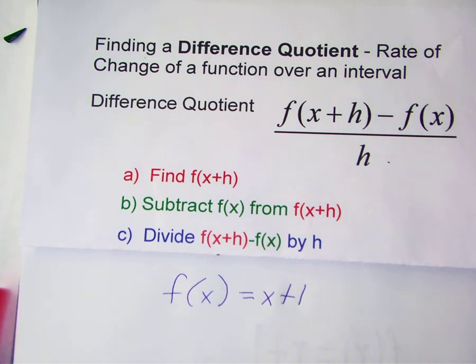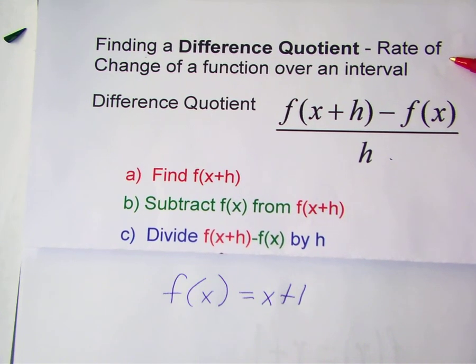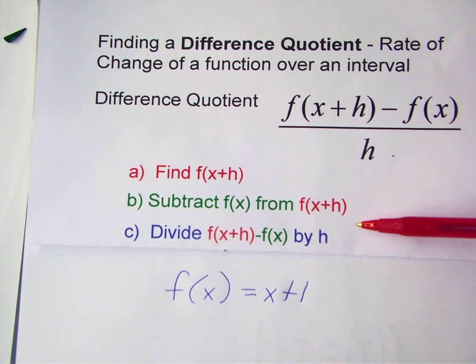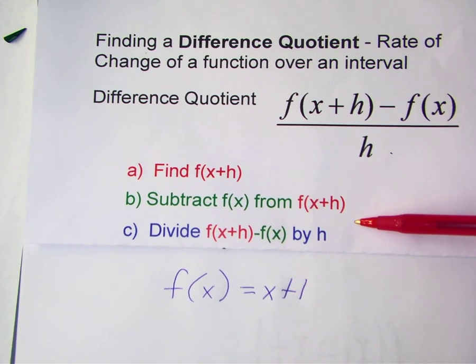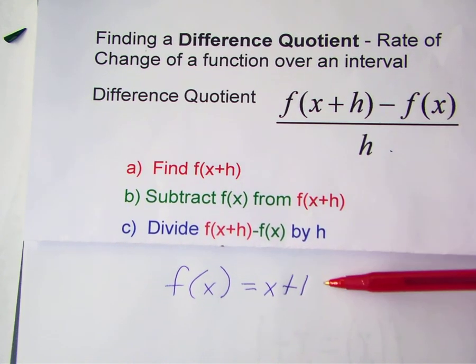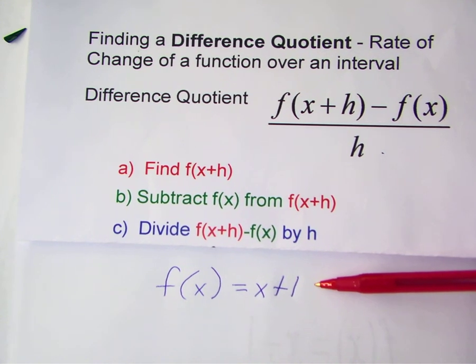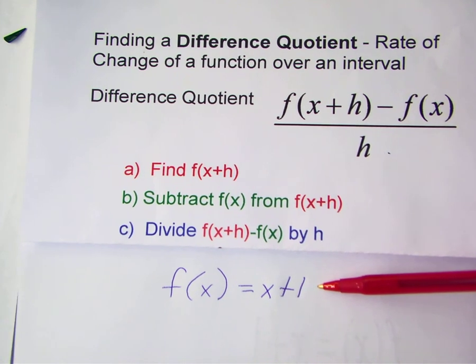Okay, this is example 2 of finding a difference quotient. This is the definition of a difference quotient, which should already be in your notes from example 1. And again, the steps to find a difference quotient, which should already be in your notes. I've got a very simple problem here for example 2. I chose its simplicity because I want to prove a point when we're done finding the difference quotient.